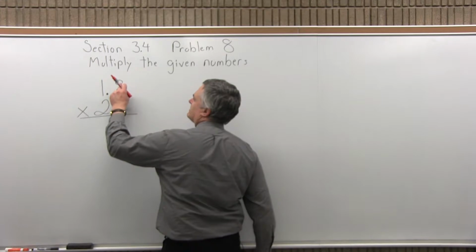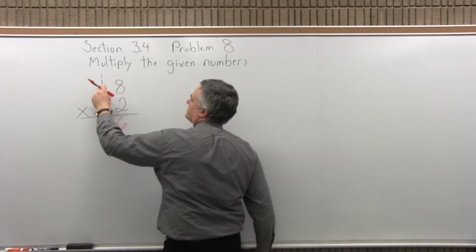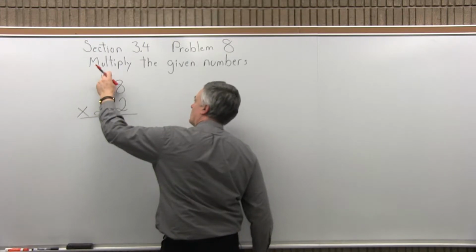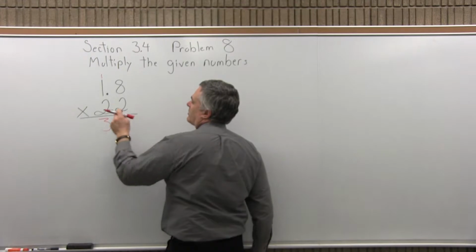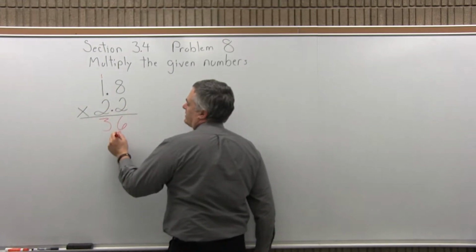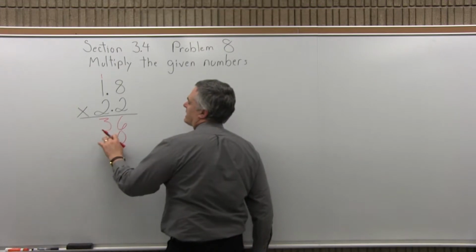So, 2 times 8 is 16. Write the 6, carry the 1. 2 times 1 is 2, plus the 1 more that you carried is 3. Now I'm going to multiply the other 2. Before I do, I want to either fill in a 0 or leave a blank spot because I need to slide over one spot to the left. So I'll put in a 0.